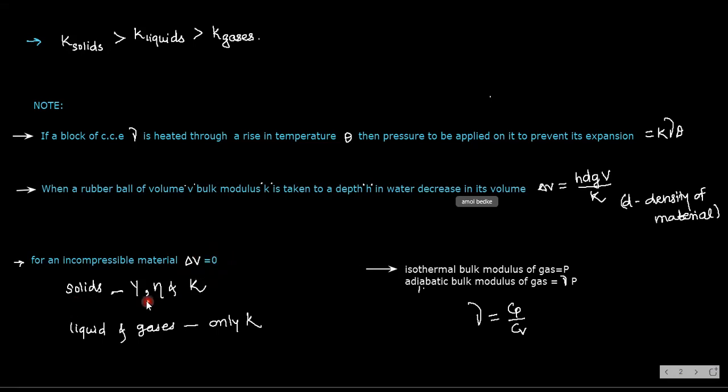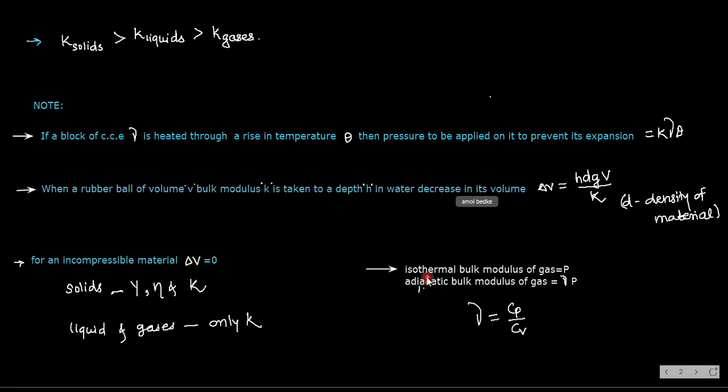Next, for solids, you get Young's modulus, eta and K, all. Yes or not? Bulk modulus, shear modulus, Young's modulus. But for liquids and gases, only which one? Only bulk modulus, because here volume is going to change.